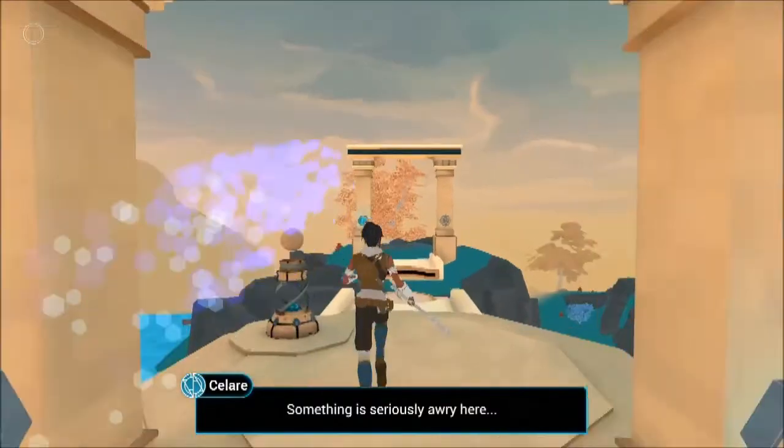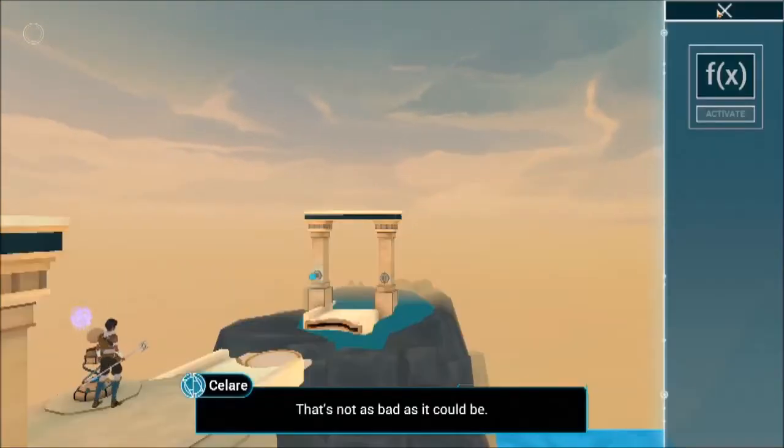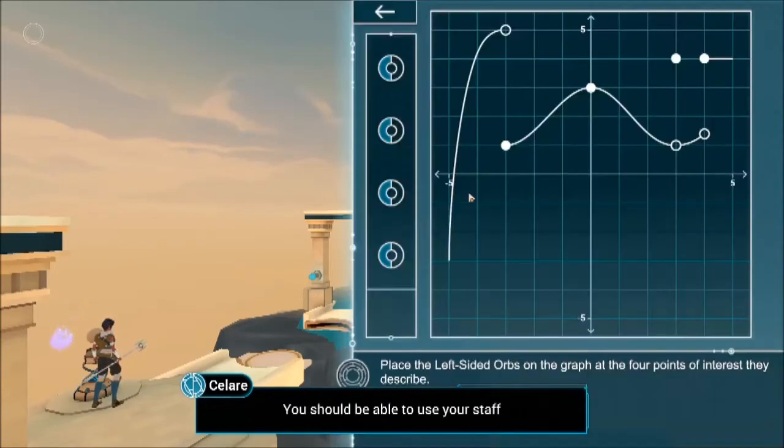Something is seriously awry here. The energy limiter to this emitter has been disrupted. That's not as bad as it could be. You should be able to use your staff to attune the limiter to this crystal.